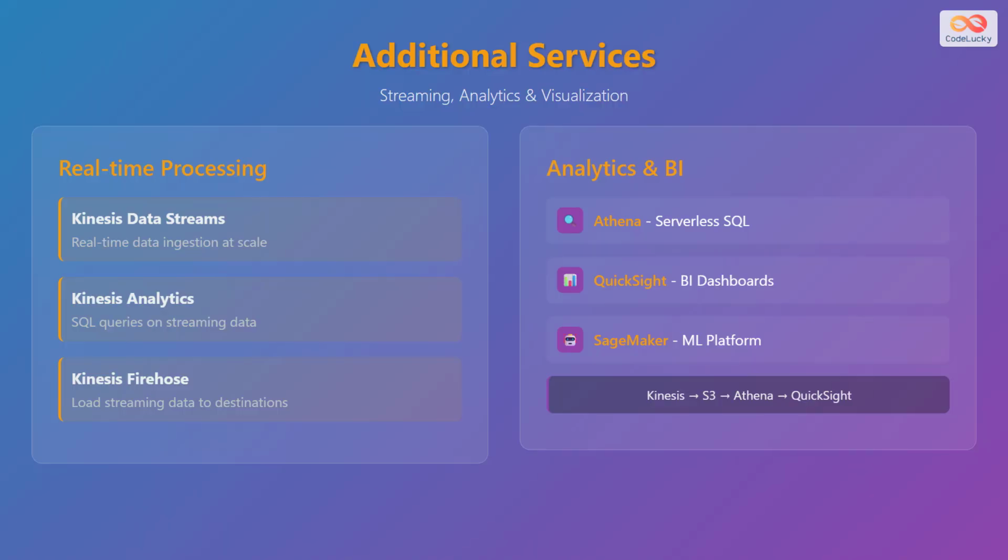In addition to the core services we have discussed, AWS offers a range of additional services for real-time processing, analytics, and visualization. These services complement the core offerings and enable you to build comprehensive big data solutions. Let's explore these services.